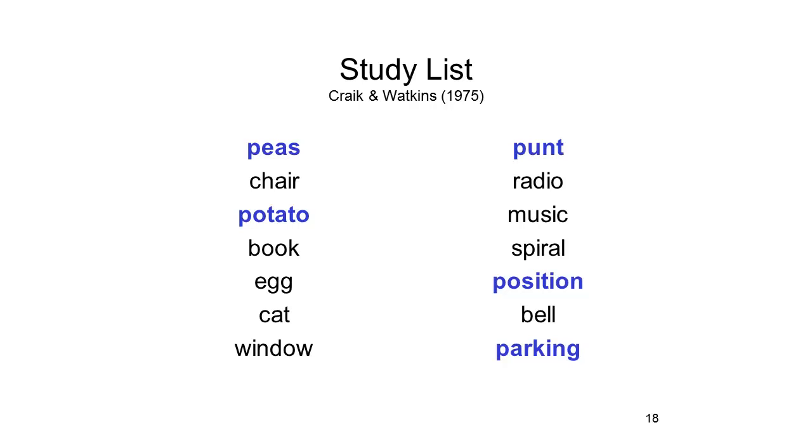Forget punt, pick up position. Bell, parking. Forget position, pick up parking. So peas gets rehearsed for 1 item's worth, potato for 4 items' worth, punt 3 items' worth, position 1 item's worth, and parking, well, no rehearsal at all.